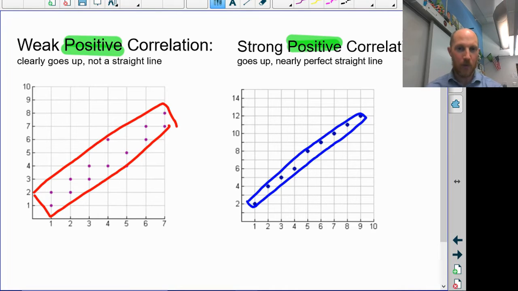The weak positive correlation, that rectangle is much wider, right? And the strong positive correlation, that rectangle is really skinny, right? So if the rectangle is really skinny, that's indicative that it's a strong correlation. If the rectangle is wide, then that is a weak correlation. Just for clarification here, the width I'm talking about is measured this way. The other axis would be length. Okay, so the red one is much wider, the blue one is much narrower. So that's the difference between weak and strong.